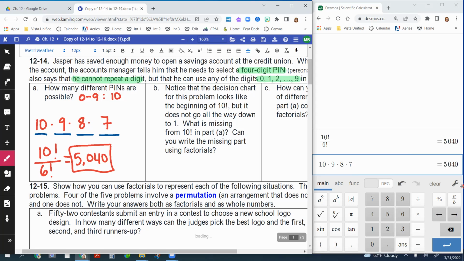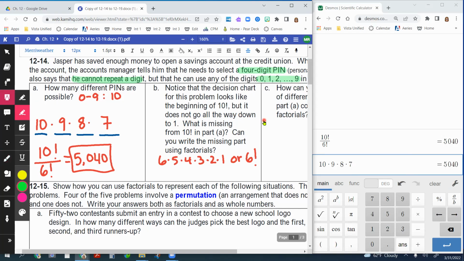Notice that the decision chart for the problem looks like the beginning of 10 factorial. So this is what they're talking about, 10 times 9 times 8 times 7. But it does not go all the way down to 1. What is missing from 10 factorial in part A? Can you write the missing part in factorial? So we're missing 6, 5, 4, 3, 2, 1, or 6 factorial. That's what we're missing. And that's why I wrote it out like that. Okay.